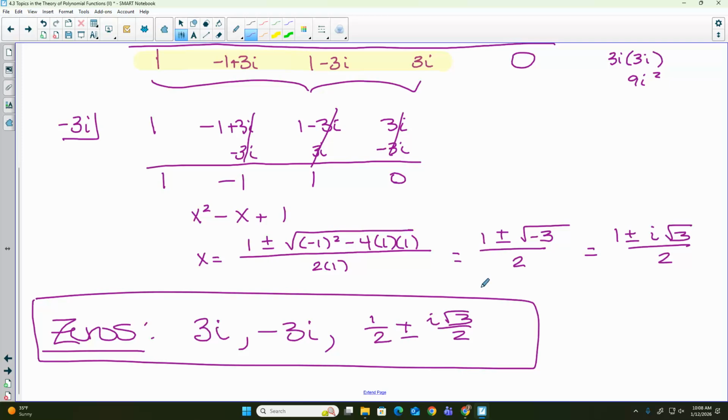Questions on that? So it's the same thing we were doing last week, just if I throw an i in there, it's uglier. Let's try at least one more of these and make sure we're okay.